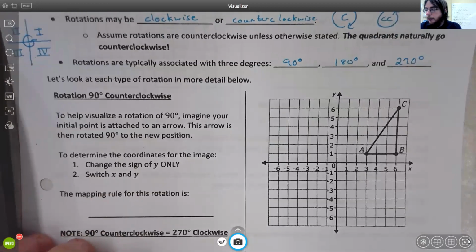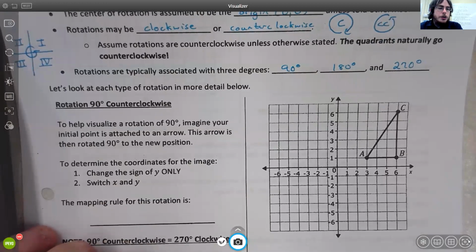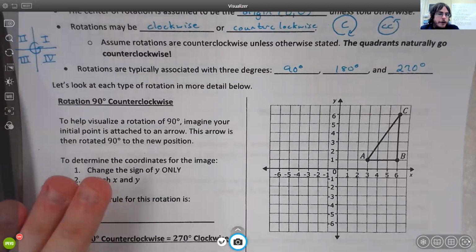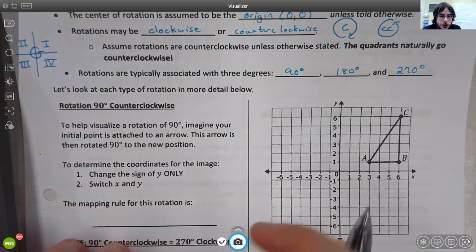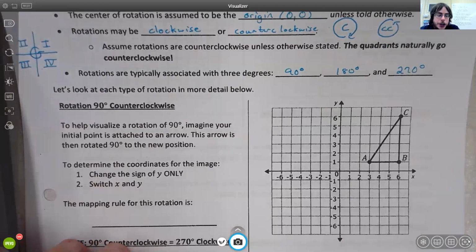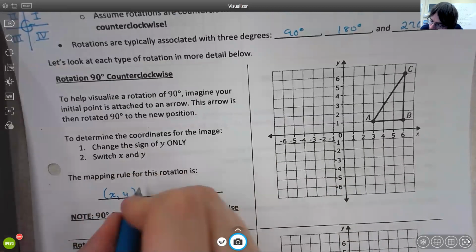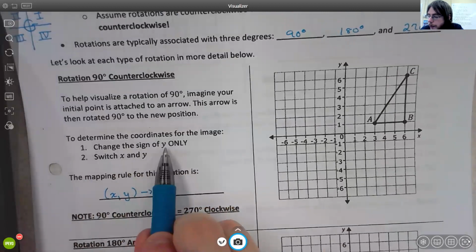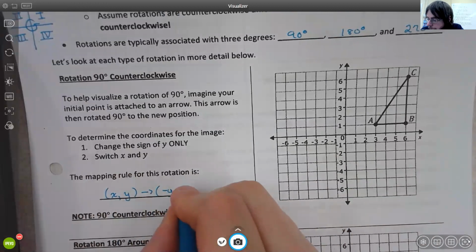So the first one is a rotation 90 degrees counterclockwise. Okay, so to determine the coordinates for the image of a 90-degree counterclockwise rotation, you first change the sign of y only. So you start out initially, you change the sign of y, and then after you change the sign of y, you switch x and y. You don't do anything else with the x other than switch it with the y. So this gives us the mapping rule, (x, y) maps to, we're going to change the sign of y, so that's negative y now, and then switch it into the x position, and then x goes in the y position.